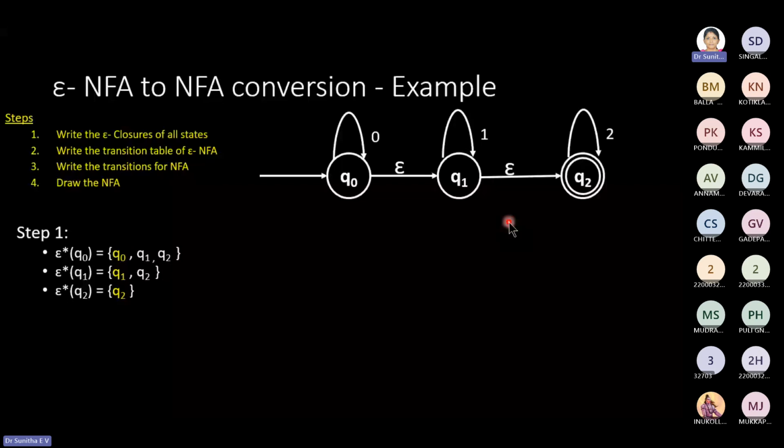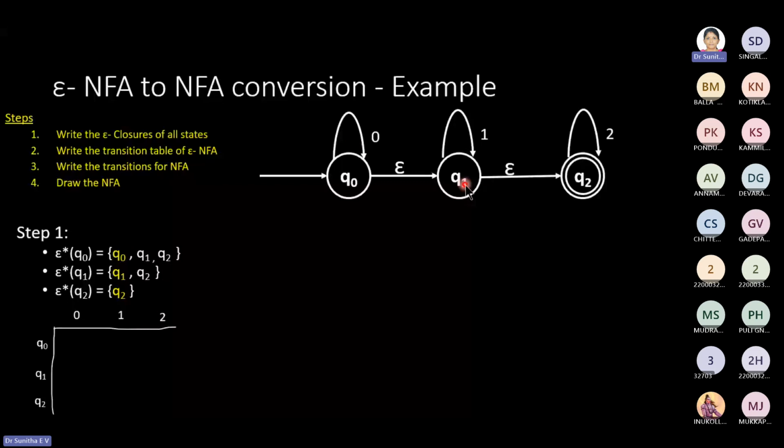We have three states, Q0, Q1, Q2, and the input symbols are 0, 1, and 2. Now we are going to fill it in. Q0 on 0 will remain in Q0. Q1 on 1 remains in Q1 itself. Q2 on 2 remains in Q2 itself. These are the three transitions we have. The epsilon transition we also have to write, but I haven't mentioned it here, because we are not going to use it in this conversion.